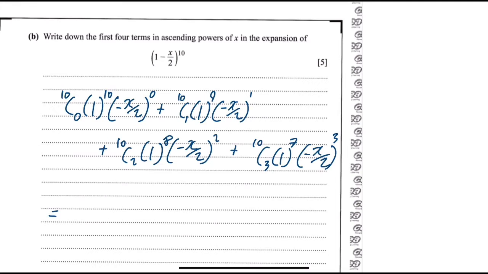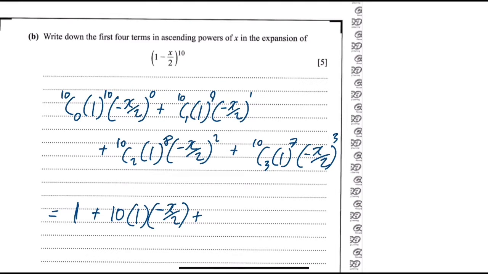So the first one, 10C0, on my calculator is just going to be 1. 1 to the power of 10 is just 1. Anything to the power of 1 is just going to be 1, so that's going to be 1. Next one, 10C1 is 10, and then 1 to the power of 9 is just 1, and then that's just minus x over 2. We'll have to tidy this up in the next line.